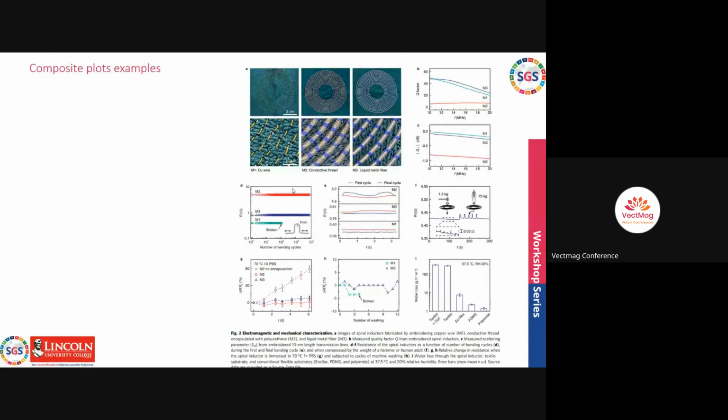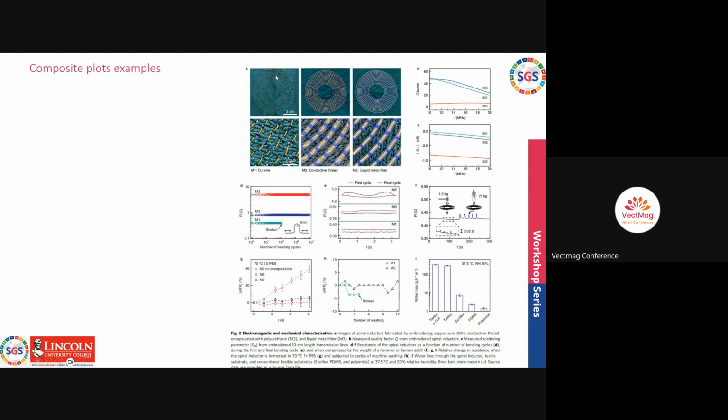Then another example of composite plots from a Japanese group. Have a look at this. They have designed a coil embedded in a liquid metal fiber, or basically copper wire in the clothes. This is for wearable electronics.